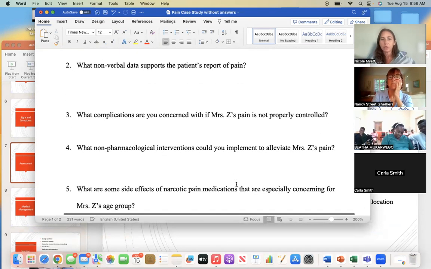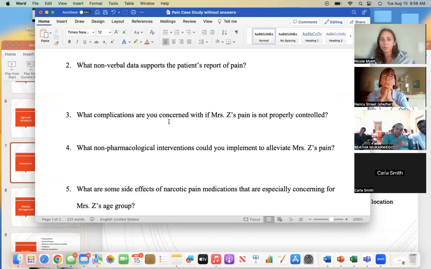We talked about this a little bit. What complications are you concerned with if Mrs. Z's pain is not properly controlled? Depression. Yep. Depression, anxiety. She might withdraw from her family. Decreased activities. Exactly. Very good. So besides pain medication, what other interventions can you use to help Mrs. Z's pain?